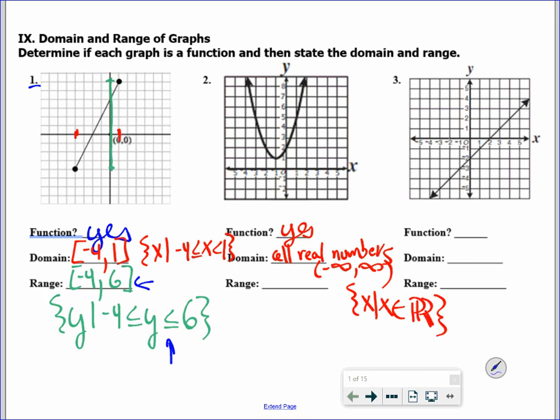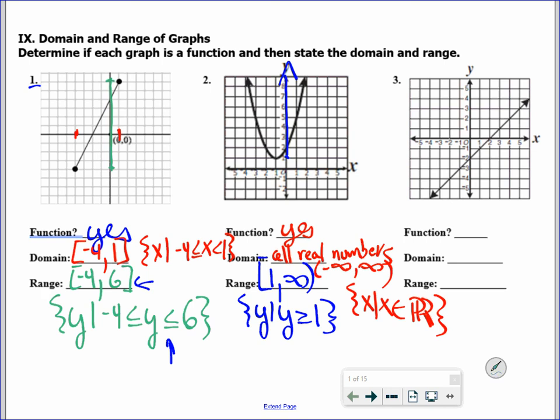The range is 1 to infinity. Square bracket on 1, soft parentheses on infinity, or if you would prefer in the set builder notation, y such that y is greater than or equal to 1.